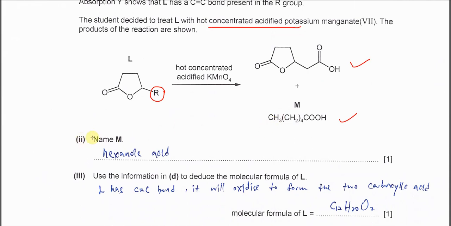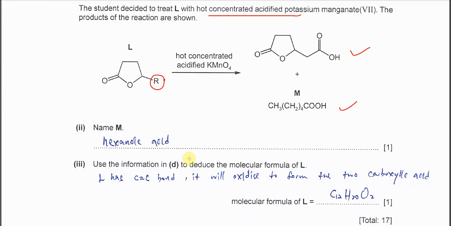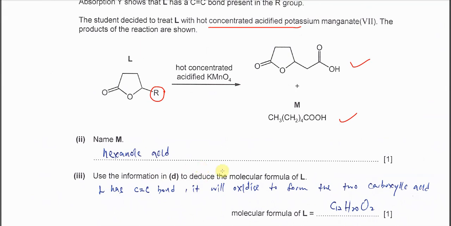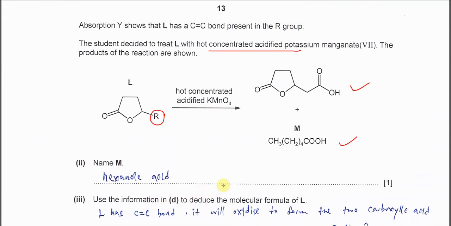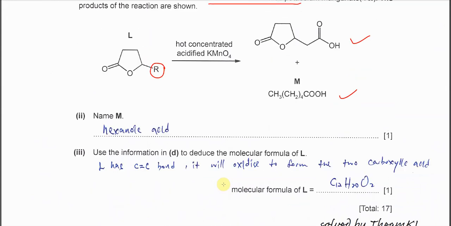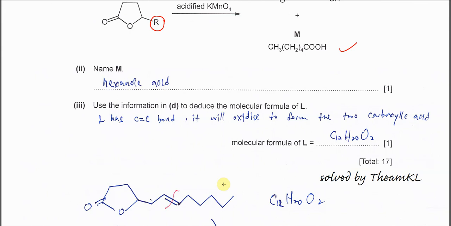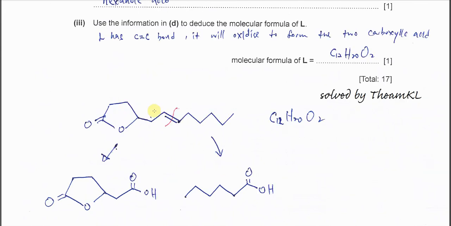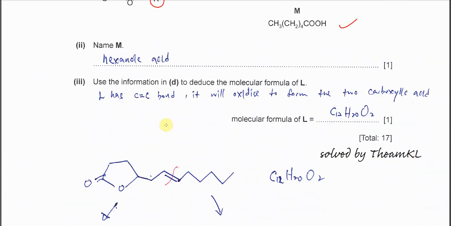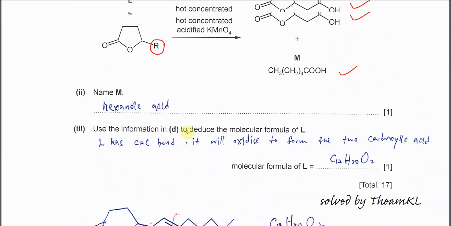First, part 2, name M. This one is 6 carbons including the carboxyl carbon, so therefore it's hexanoic acid. Okay, use the info in D, deduce the molecular formula of L. This one you need to at least know how the structure looks. How we deduce a structure, you have to spend a little bit of time to get it.